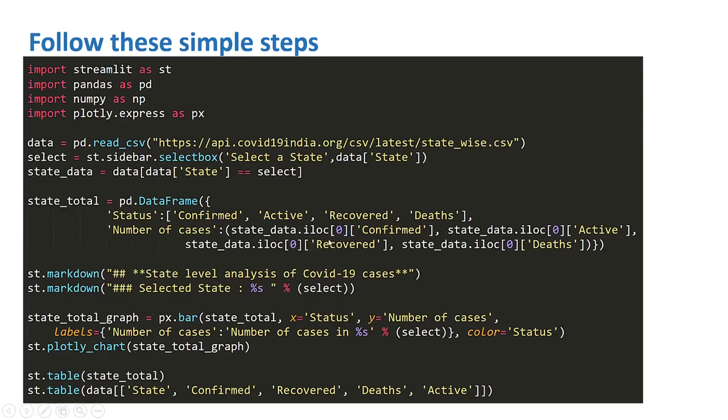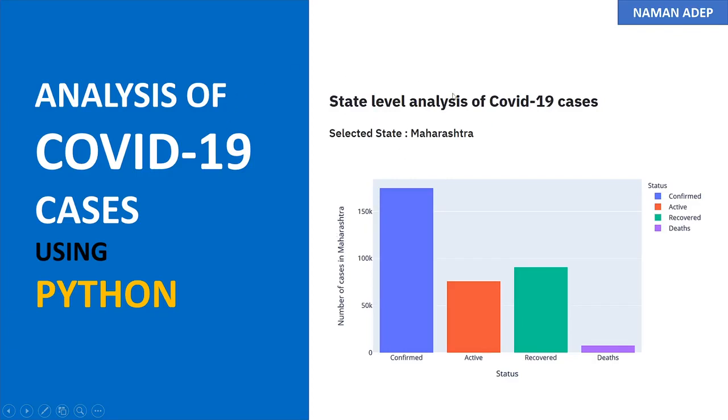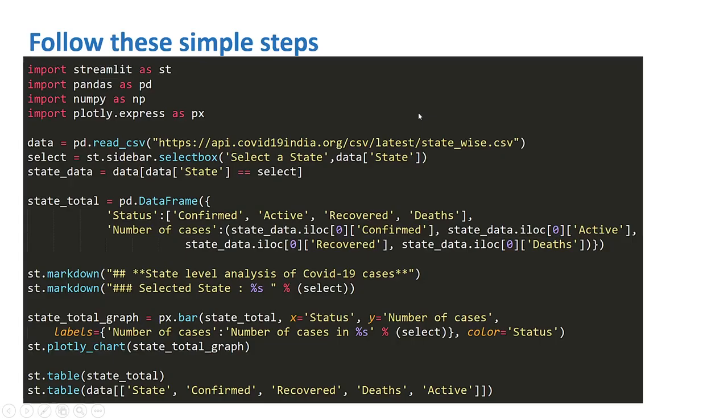I am going to give you an example. So our interface would look something like this: state level analysis of COVID-19 cases, selected state, and whichever state the user has chosen. In this example, the user has chosen Maharashtra, so the selected state is displayed as Maharashtra. So this would be the basic web interface, and this would be the text that would be displayed on our home page.